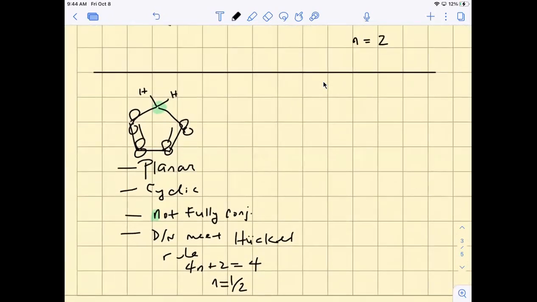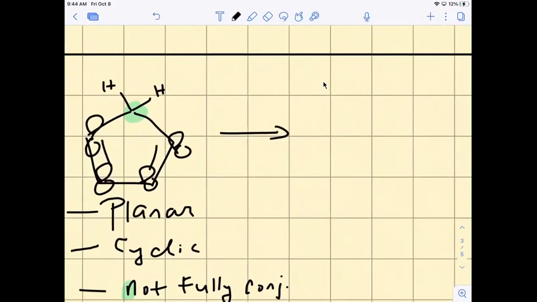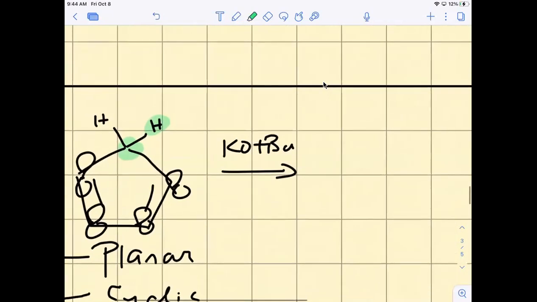But if we treat it with a strong base, like potassium tert-butoxide or something like that, we could actually pull off one of these protons. That proton has a pKa somewhere about 15 or 16, about the same pKa as an alcohol proton. So with a good base, you can remove it.